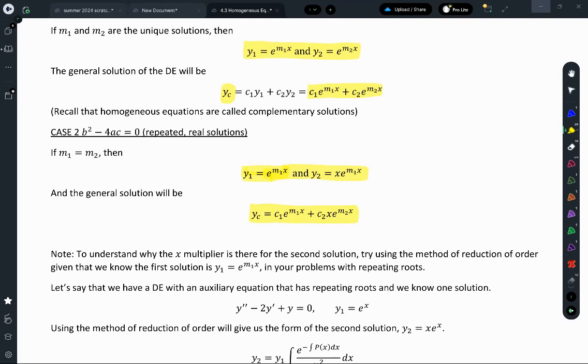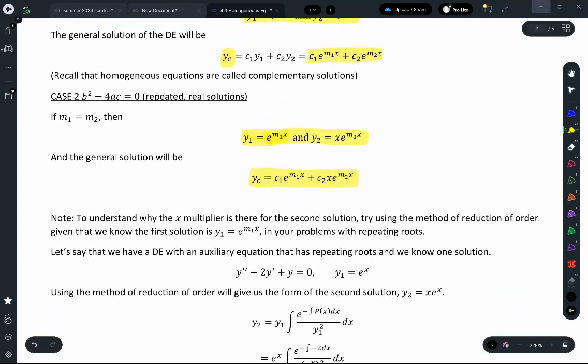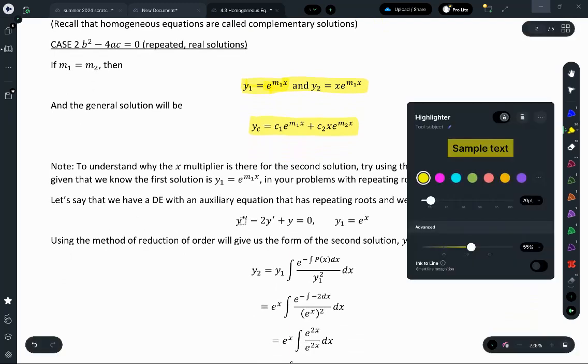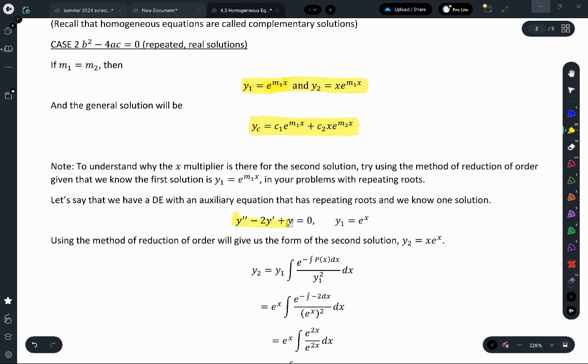Now, to understand why the x multiplier is there for the second solution, we're going to try using the method of reduction of order, given that we know the first solution is definitely y1 equals e to the m1x. You do not have to do this every time. I'm doing this to convince you. So let's say that we have a differential equation with an auxiliary equation that has repeating roots, and we know one of the solutions. We're going to work with y double prime minus 2y prime plus y is 0, and we know y1 is equal to e to the x.